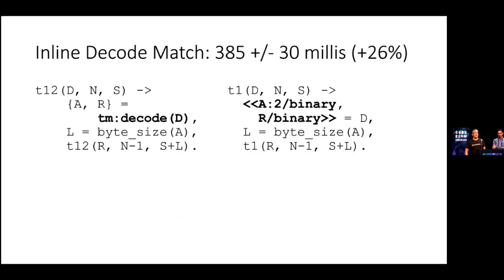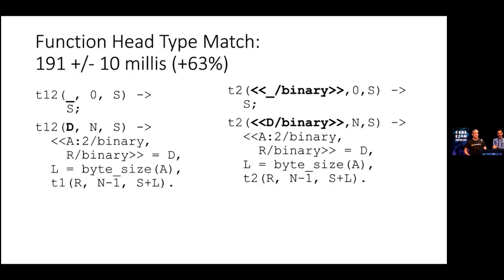So we tried a bunch of different experiments to see how we could potentially improve the performance of the decoding. In one example, we tried replacing the function call that does the decode with doing the decode inline, and we saw some improvement there.